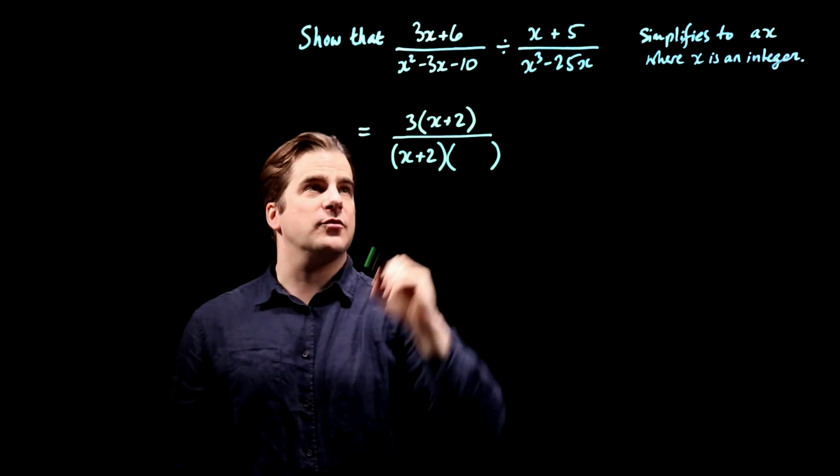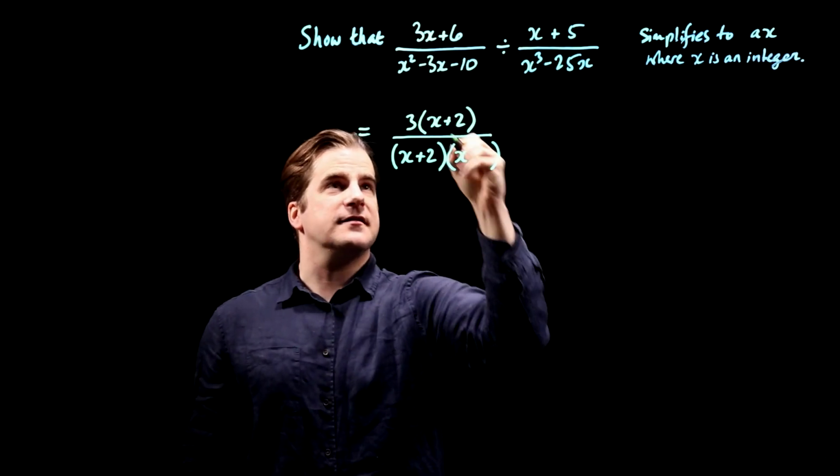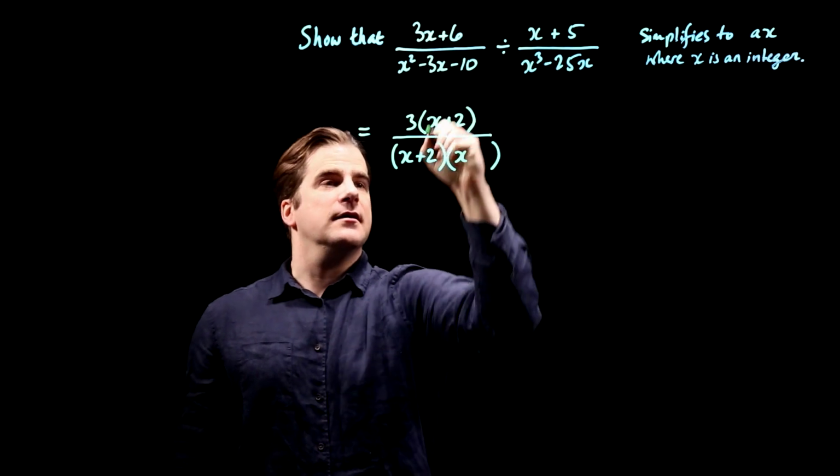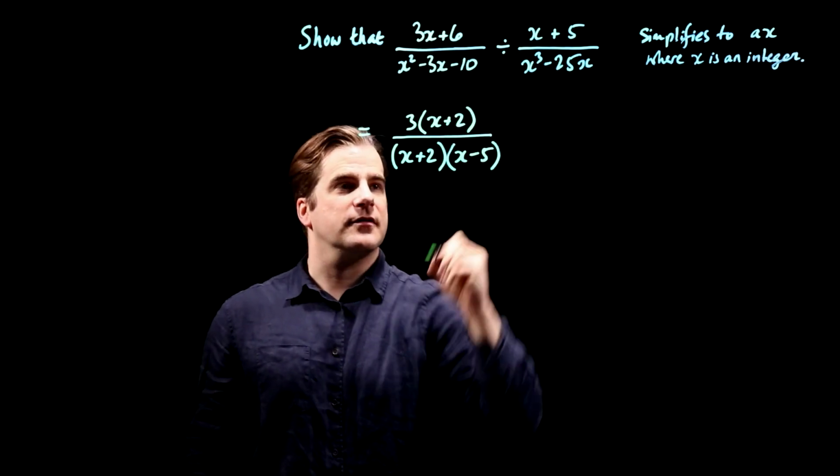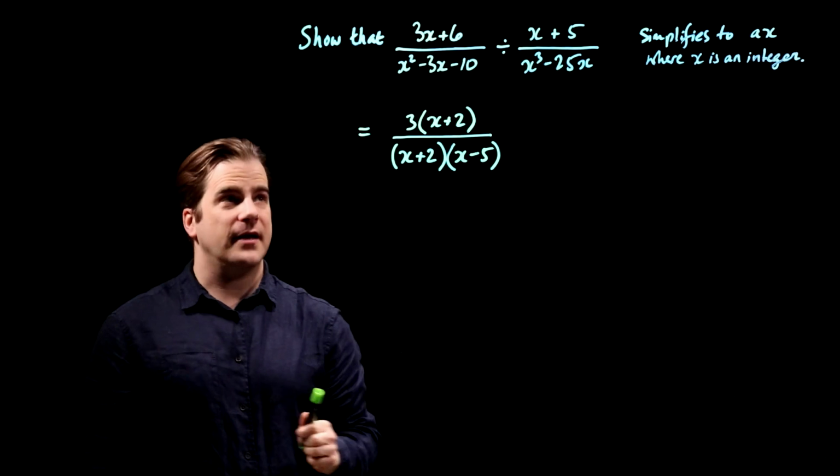And I bet you that that's one of the two factors of this quadratic. So plus 2 times what gives minus 10? It's definitely x because it's only x squared. 2 times minus 5. Now if we multiply that out, I bet you we get that.